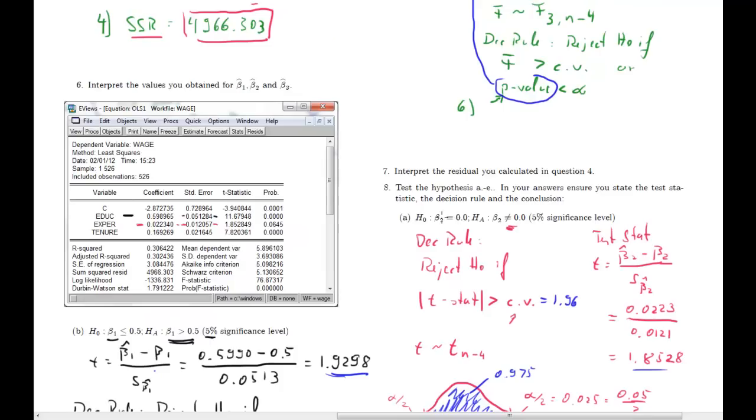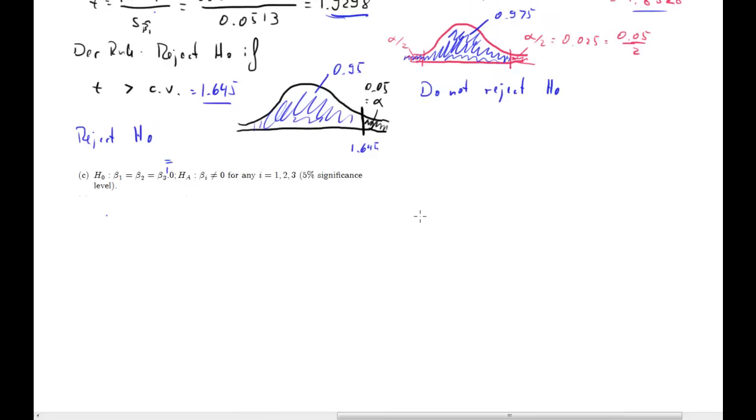So all we need now is the critical value. So we say, reject H0 if F is larger than the critical value. We also said that this critical value will come from the F distribution with three restrictions, so 3 degrees of freedom and n minus 4. N minus 4 is 522 again.